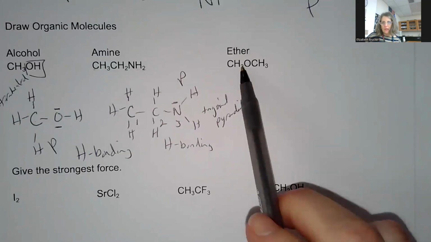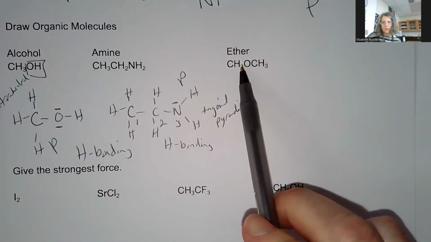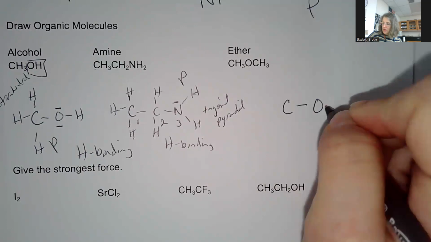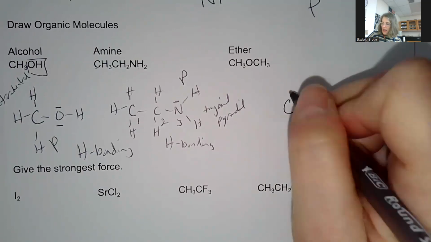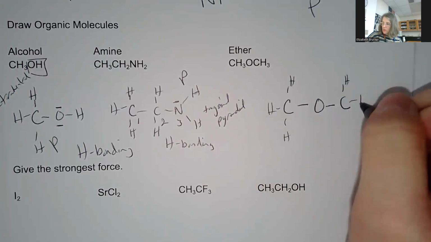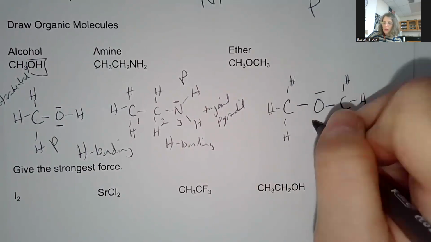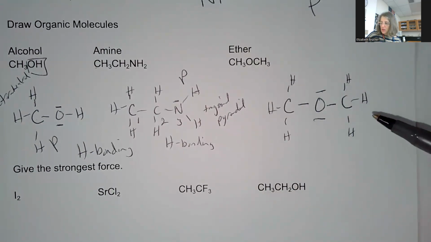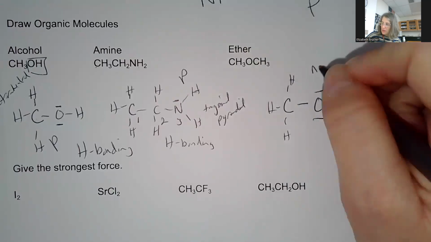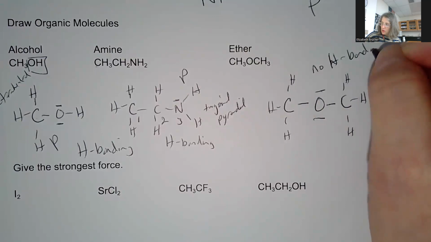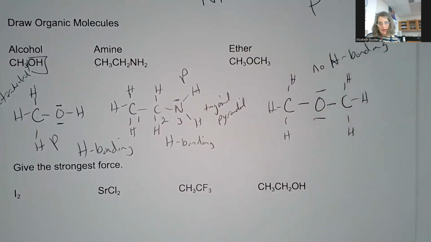So ethers, what makes them unique is you have oxygen between 2 carbons. So again, I'm going to take 1 carbon, put an oxygen, and put another carbon. And then I'm going to have hydrogens on either end. Organic chemists typically do not put the lone pairs, but I'm going to draw them here just so it doesn't feel weird. So again, this structure is going to have no hydrogen bonding. There is no direct hydrogen attached to that oxygen.